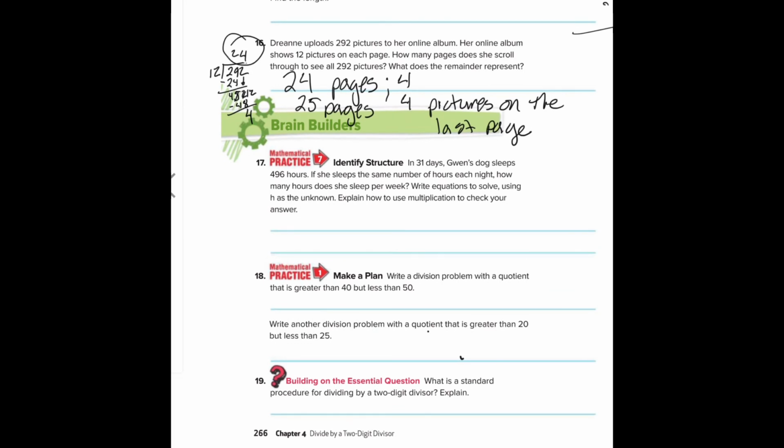Okay, let's go ahead and work on 18, shall we? We have write a division problem with a quotient that is greater than 40 but less than 50. So greater than 40 but less than 50. So here's an example of what they did. They did 984 divided by 24 equals 41. The answer is less than 50 but greater than 40.